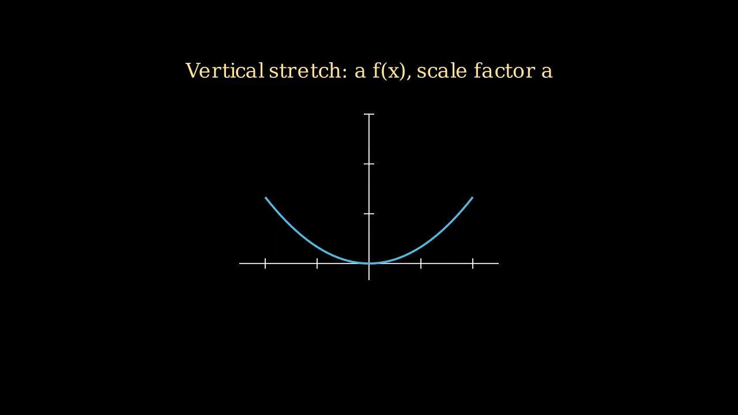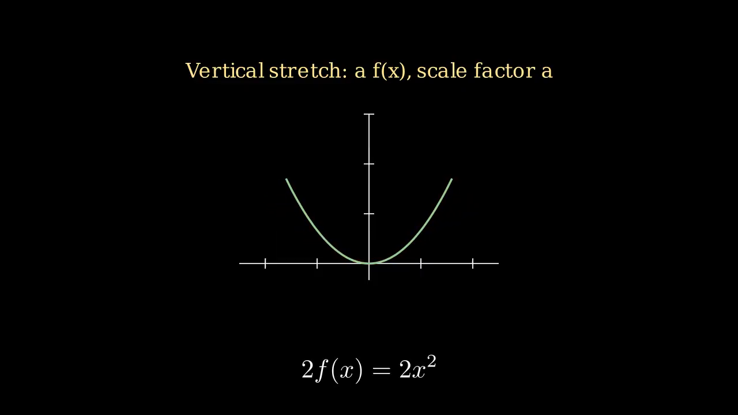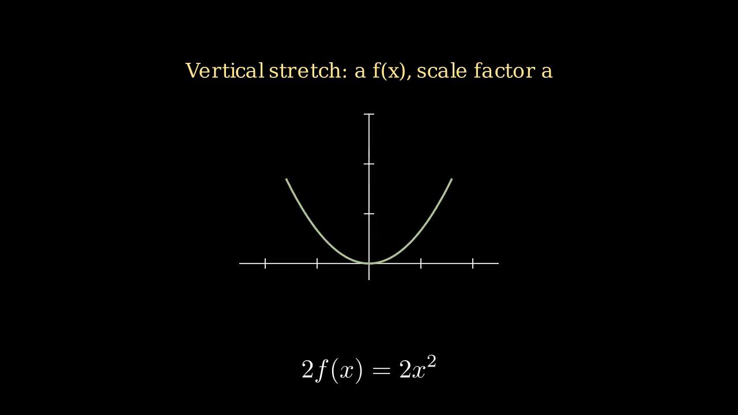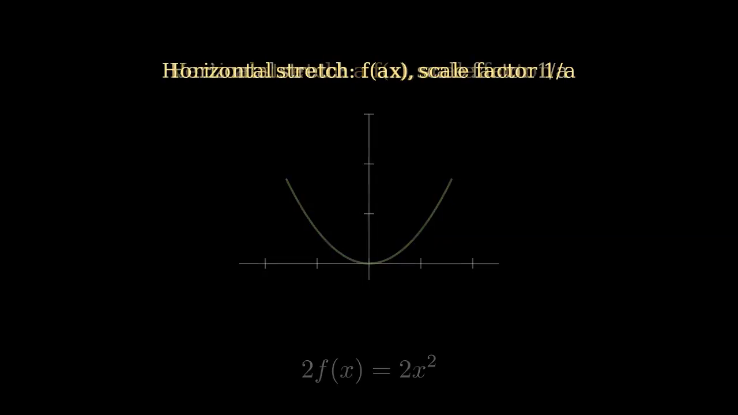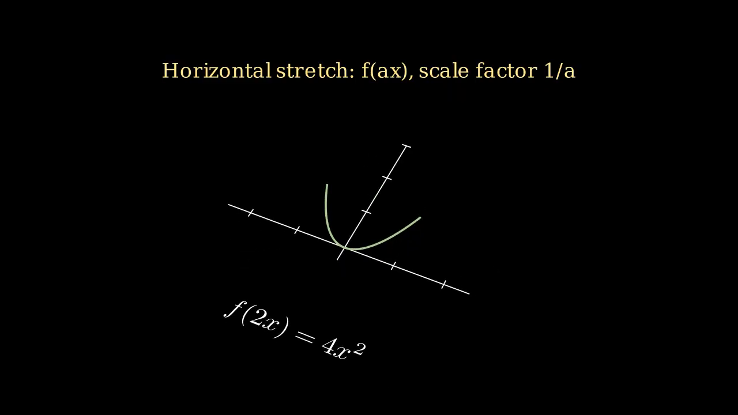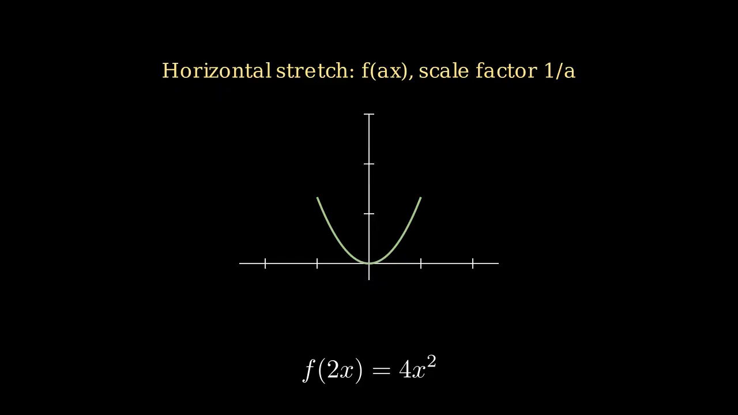Next, a·f(x) is a vertical stretch. Taking a = 2, 2f(x) = 2x², and every point on the curve moves twice as far from the x-axis, so the curve stretches vertically by scale factor 2. Finally, f(ax) is a horizontal stretch. Taking a = 2, f(2x) = (2x)², which equals 4x², and the curve squashes inward toward the y-axis, a horizontal stretch by scale factor 1/2.